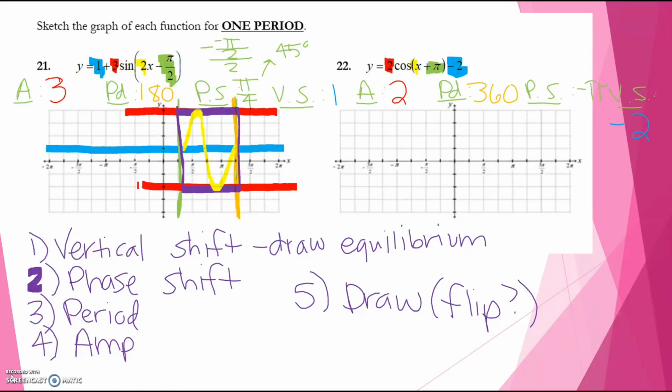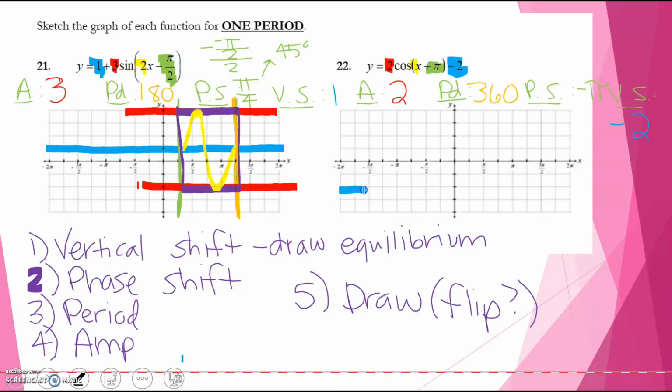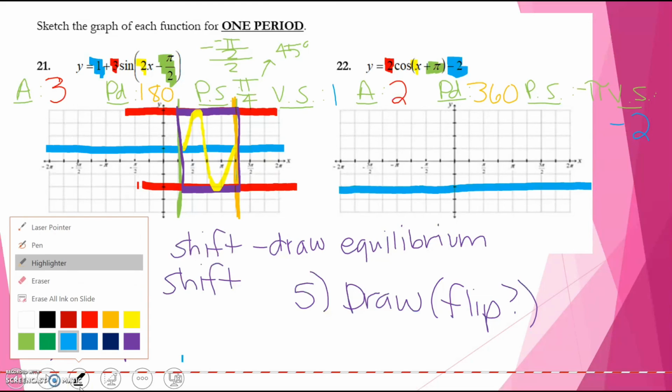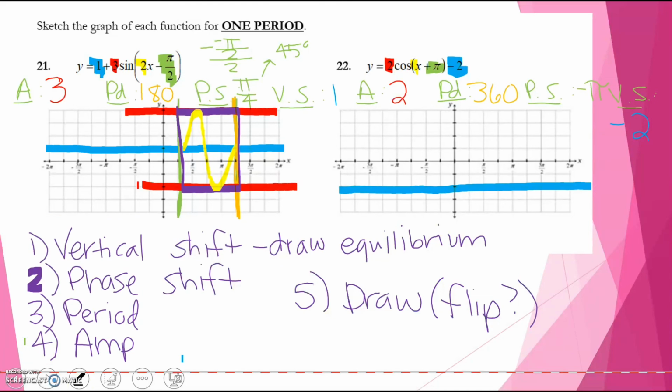So for 22, the amplitude is 2, the period is 360, the phase shift is negative pi or negative 180, and the vertical shift is negative 2. The first thing I do is draw my vertical shift. It's negative 2, so the equilibrium will be down 2 from the axis, right there. The next thing I do is the phase shift. This is being shifted negative pi, so it's going to start over at negative pi.